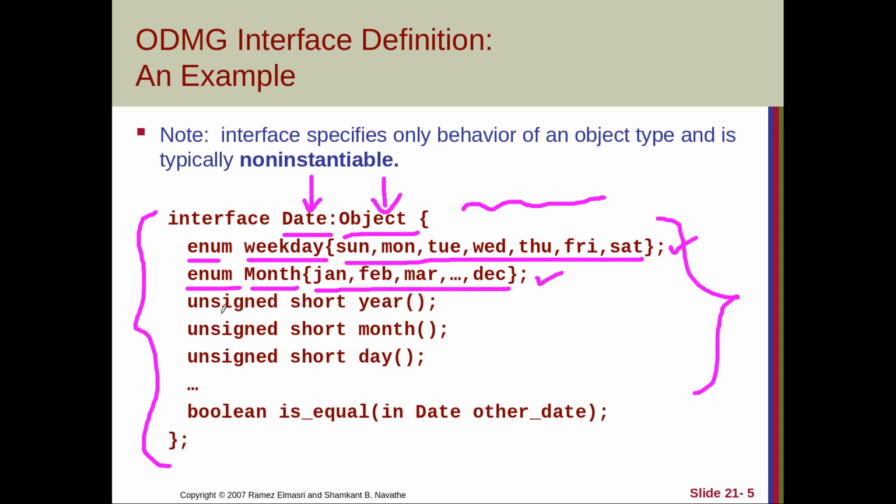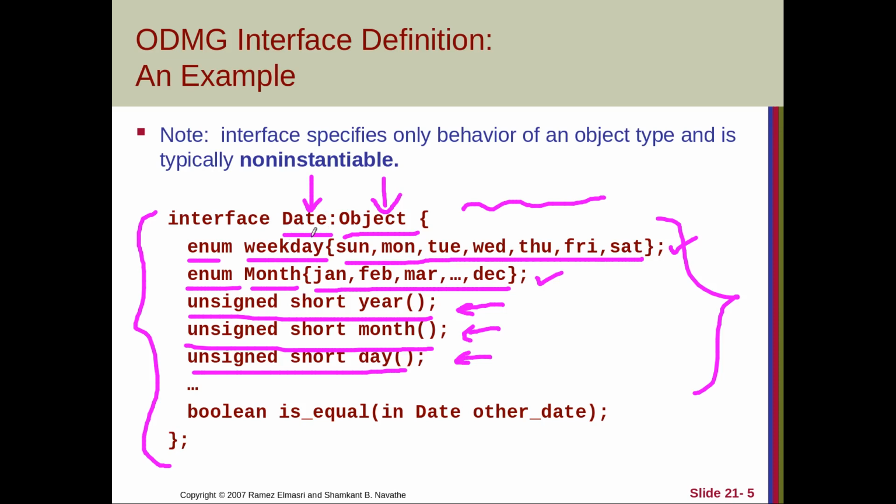Then we have three operations. One is unsigned short year. This is the type, and year is the name of the operation. The parenthesis indicates that this is an operation or a function, similar to C++. So the year function will return the year. Then unsigned short month will return the month. Then unsigned short day will return the day that is associated with the date interface.